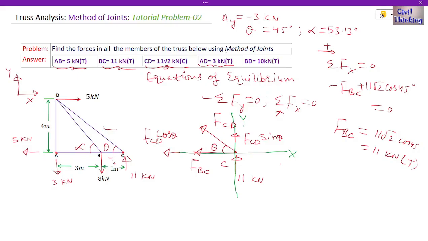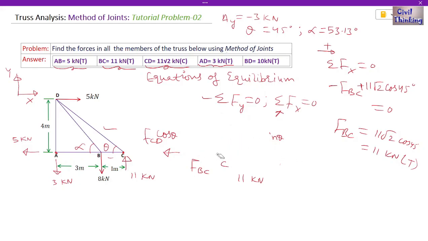Okay, now we need this BD force. Force in the BD member, right? So to find the force in BD, we will analyze joint B, right? Because BD is connected at B. We can also analyze D, but D is, I think, more complex, or maybe it is not. I choose joint B.